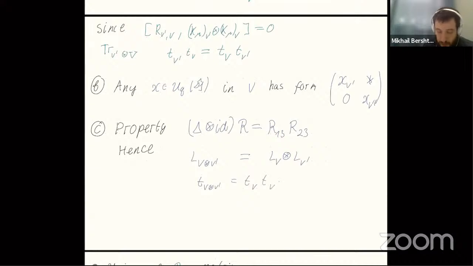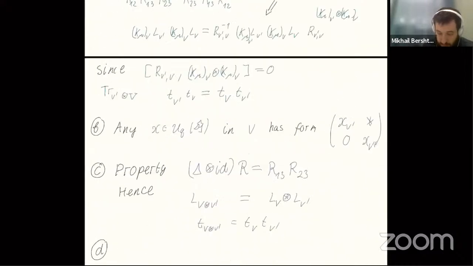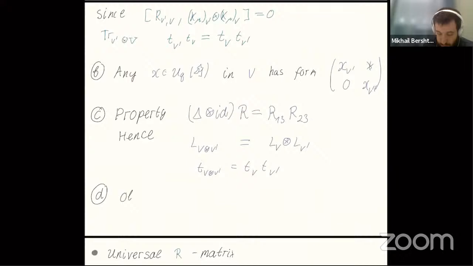And D was just our definition. So D is obvious, by definition. Okay, squares.